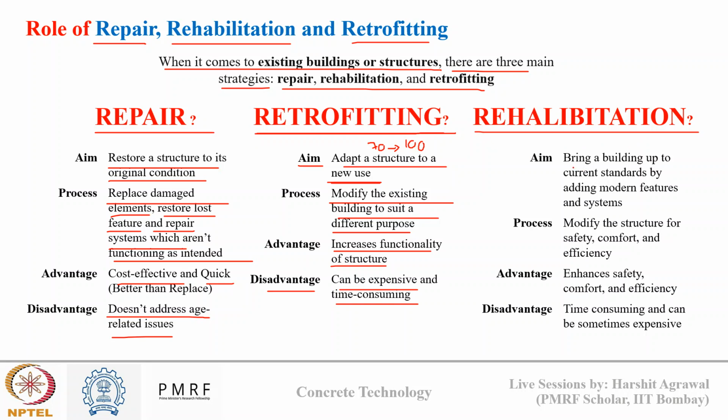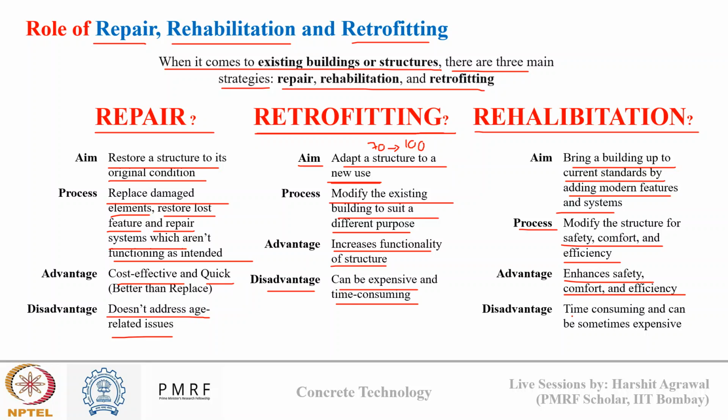So rehabilitation is bringing a structure up to current standard by adding modern features or systems. So I have a structure which has degraded, but still I will use some conservative techniques so that the building is suitable for current use. Okay, so how is this done? This is done by modifying the structure for safety, comfort, and efficiency. Though the structure has degraded, I will try to make the structure safe and comfortable for its user. That is known as rehabilitation. Okay, what does rehabilitation do? It enhances the safety, comfort, and efficiency.